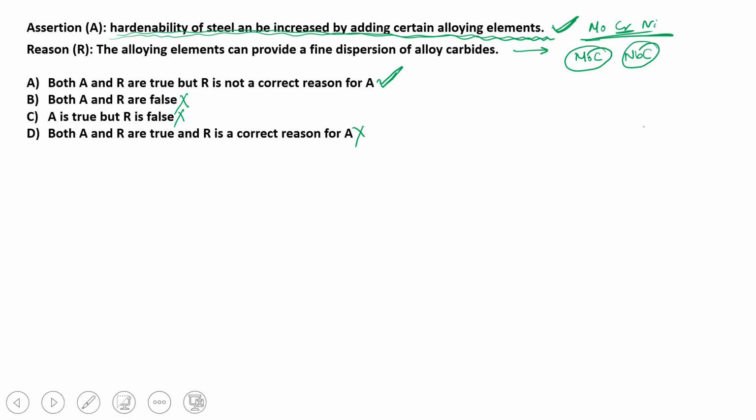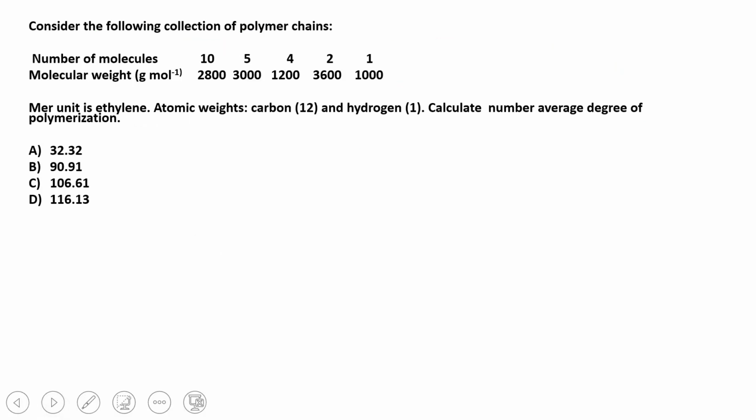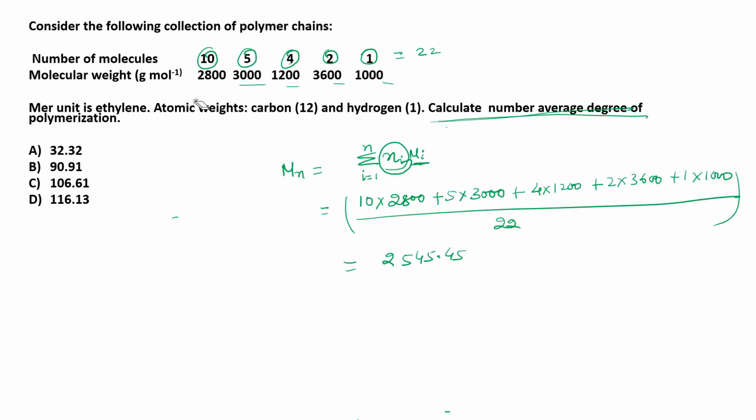Okay, next. Consider the following collection of polymer chains. Number of molecules given are 10, 5, 4, 2, 1. Molecular weight is also given. Fine. So guys, for this, let us first find the number average molecular mass. So that is sigma NiMi, right? So 10 into 2800 plus 5 into 3000 plus 4 into 1200 plus 2 into 3600 plus 1 into 1000, divided by 22. So it comes to 2545.45.